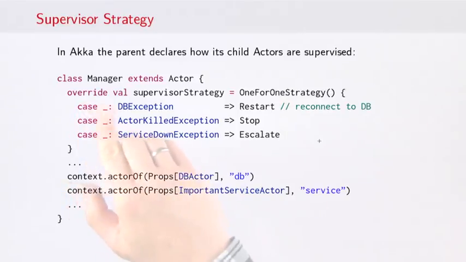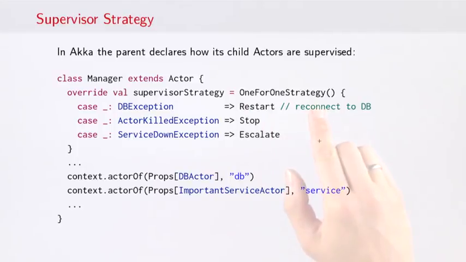We say override val supervisor strategy to override the default. The default would restart all children when they fail. We want to do something else here. So we say we have a 1-for-1 strategy. I'll cover variants in a second. And then we give it what we call a decider. This is a partial function here with 3 cases.